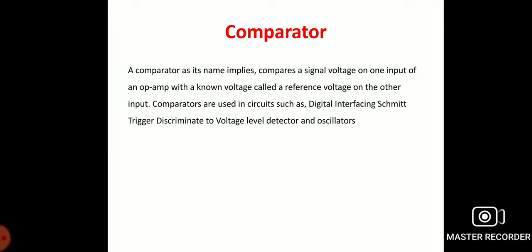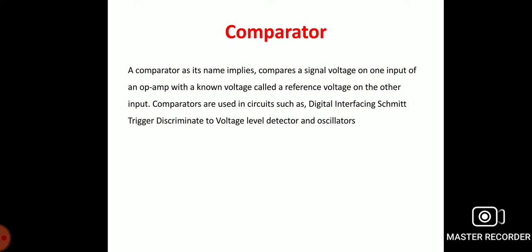In this lecture, EE8451 Linear Integrated Circuits and Applications, Unit-3 Applications of Operational Amplifier. Today, we are going to discuss the topic comparator.